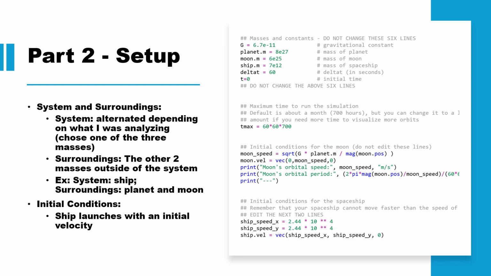For the Part 2 setup, the system alternates depending on what you are analyzing, choosing one of the 3 masses, and the surroundings are the other 2 masses outside of the system. The initial conditions shown on the right are that the ship launches with an initial velocity from the moon's surface.